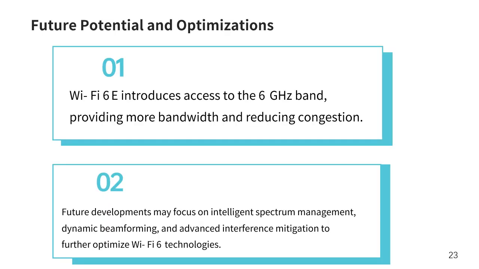Wi-Fi 6's journey continues with Wi-Fi 6E and advanced optimizations. Wi-Fi 6E introduces the 6 GHz band, unlocking massive bandwidth to reduce congestion and boost performance. Future research directions include smart spectrum management, dynamic beamforming, and more advanced interference mitigation techniques. These optimizations will further boost Wi-Fi 6 performance across different scenarios.